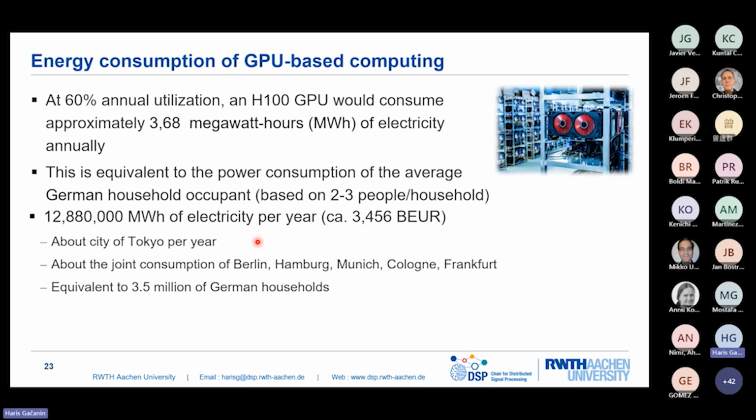So that means that, if you want to translate it to euros, it will be some 3,456 billion euros, circa. And the city of Tokyo per year, for example, consumption of electricity, or Berlin, Hamburg, Munich, Cologne, and Frankfurt all together consuming all this energy. So these are just the feelings for you to get what it means when we employ only GPUs.